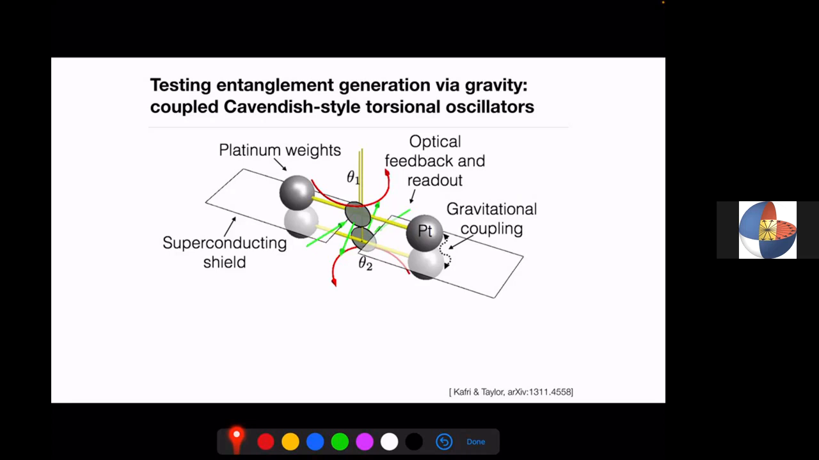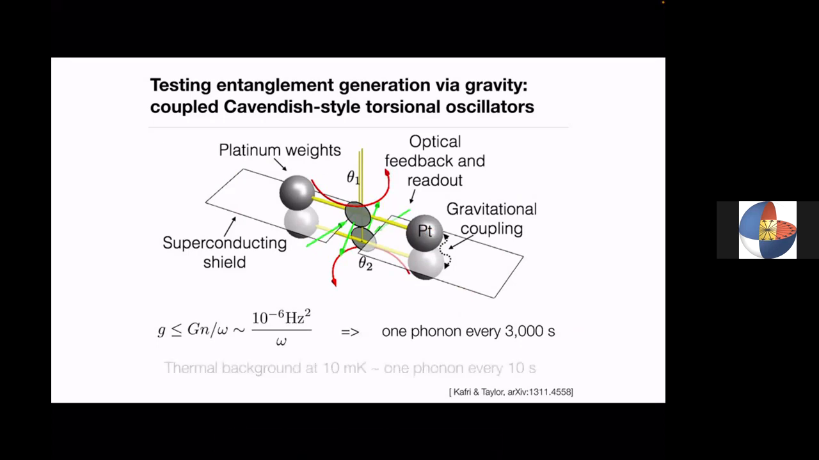And then you have some sort of superconducting shield that screens non-gravitational interactions between them, because you just want to see the gravitational part. You make them out of something very dense, like platinum, in order to measure this coupling. And then you read them out optically or electrically. And the idea is you're looking for an anomalous heating event in which the coupling between them causes an extra phonon about once every 3,000 seconds for the rates that we calculated for platinum.